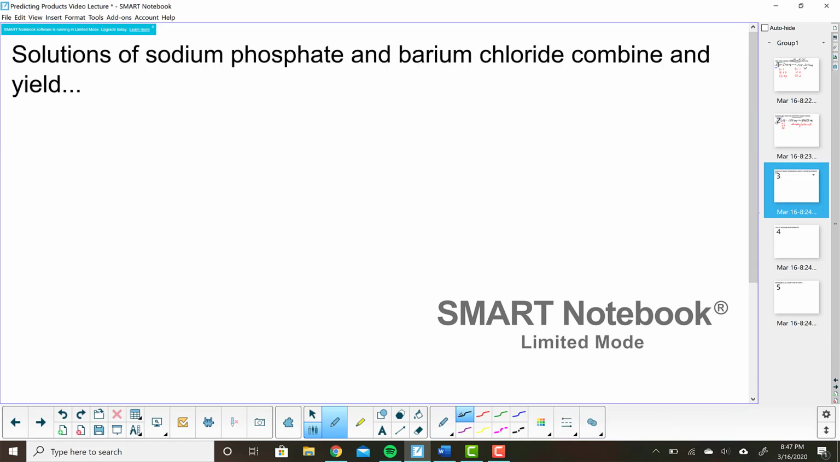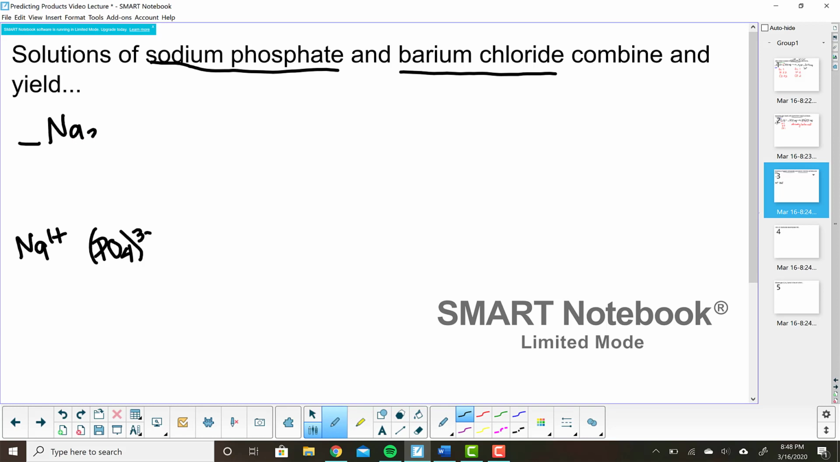All right, in this problem, I have solutions of sodium phosphate and barium chloride, and they will combine to yield something. Again, first step, I'm just writing out the formulas for my reactants. So I have, well, let's give me some working space down here. Sodium is Na1+. It's in the first group on the periodic table. Phosphate is a polyatomic ion, PO4, 3-. So the formula for sodium phosphate would be Na3PO4.